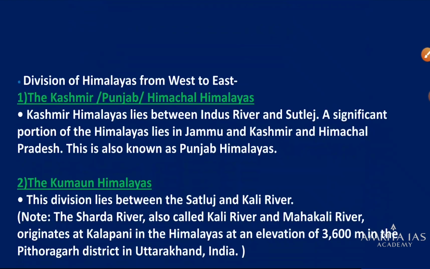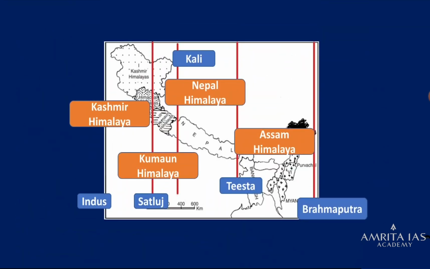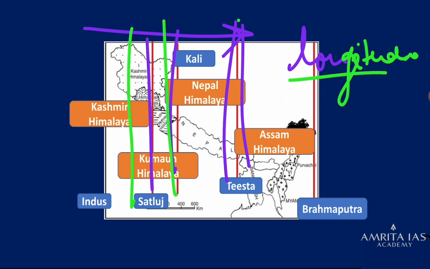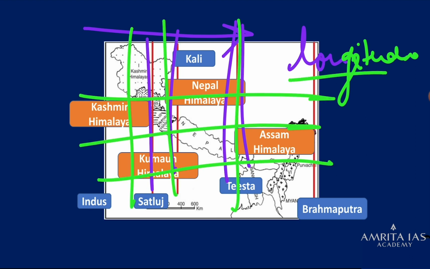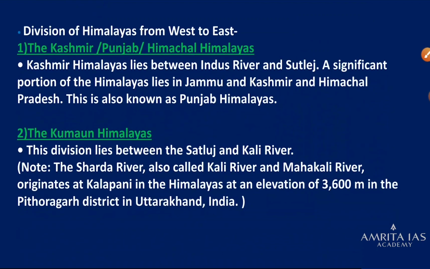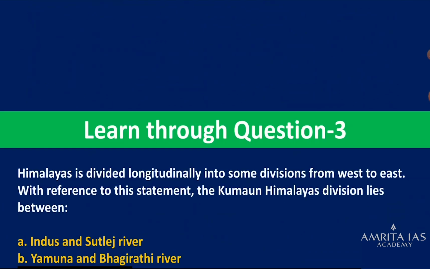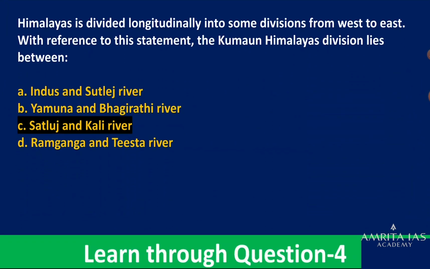So four divisions, and they are called the latitudinal division because these are the latitudes, right? Sorry, longitudinal division, I'm really sorry. These are called the longitudinal divisions because these are the longitudes. These are not latitudes. In that regard we can divide this Himalaya. I've written the content, you can also see it from here. These are the four stretches, and you just need to remember the rivers. So the answer is Satluj and Kali river.